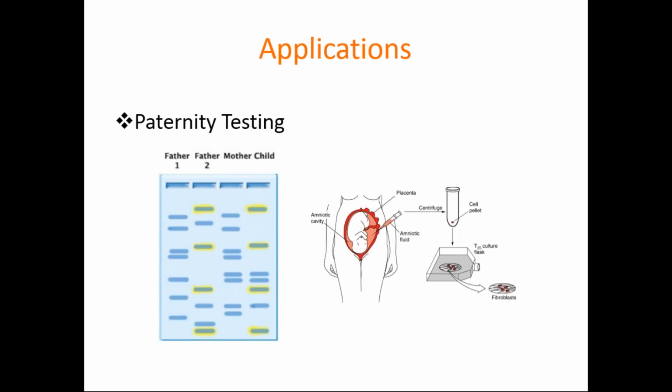And that DNA fingerprint, when compared, identifies the real father of that particular child. You can see here in this diagrammatic representation, this one is the father, this one is the second father, this one is the mother's DNA profile, and this one is the child's profile. You can observe this band pattern exactly matches with the second individual, and that's why the second individual is the biological father of this child.